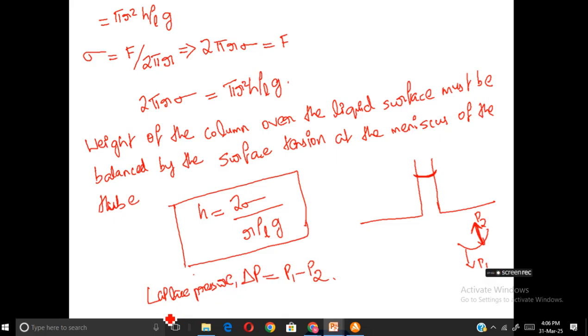The Laplace pressure, or delta P, is balanced by a downward acting hydrostatic pressure.